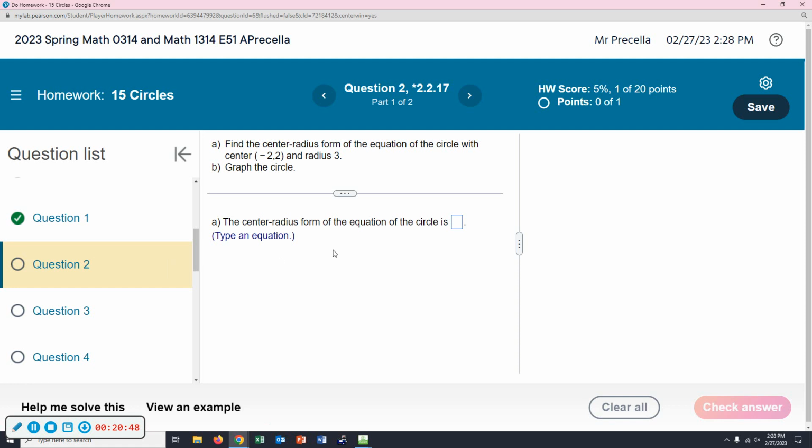What about problem number 2? Let me write it down. I think it's the same instructions. Find the center radius form of the equation of the circle with a center of -2, 2. And what are we told that radius is? 3?